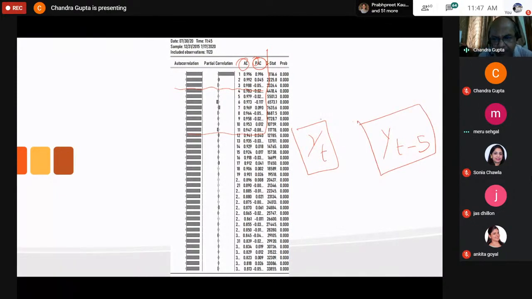Now there are two ways to do that. One is you ignore what is in between and take a simple correlation.